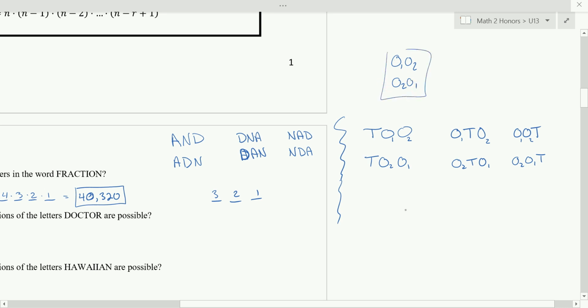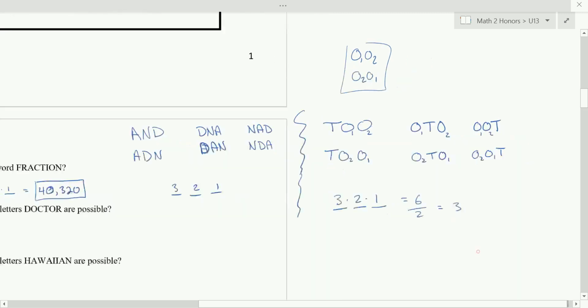And so what happens here is if we had the three letters TOO, and we said, well, there's 3 choices and 2 choices and 1 choice, we'd be getting 6, which is too many, right? So then we'd have to say, okay, there's 6, but I have repeats. And then the question is, how many repeats do I have? Well, O1 and O2, there's only 2 ways to repeat, so then I divide by 2, and I'd end up with 3 possibilities. Okay, before we jump in more, let me give you one more example.